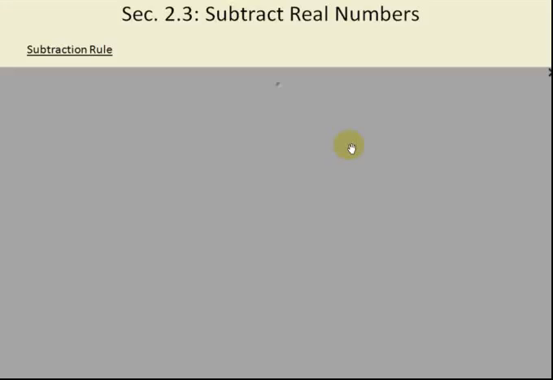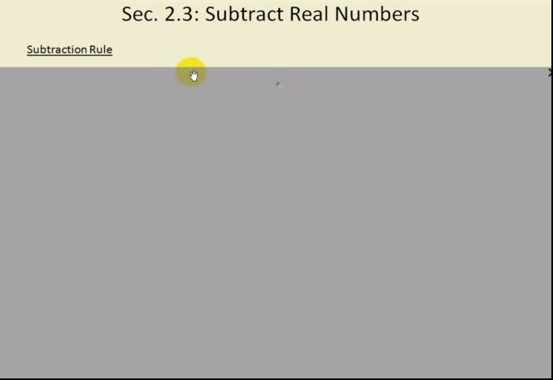In the previous section, we looked at adding real numbers. Now we're going to flip that around a little bit and look at subtracting real numbers. The good news is that if you did well with adding real numbers, or if you understood that section well, then this section should go very well for you. It turns out it's pretty much more of the same.